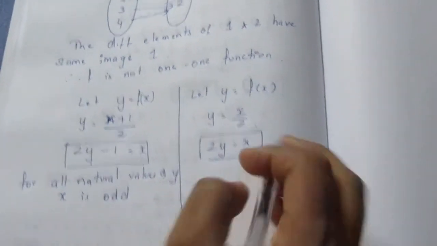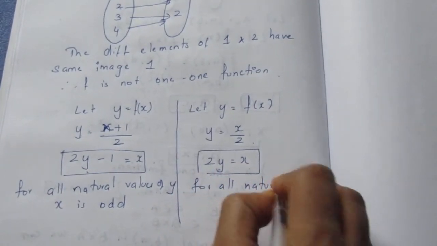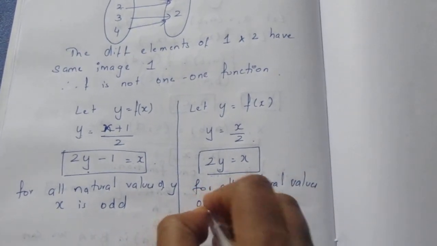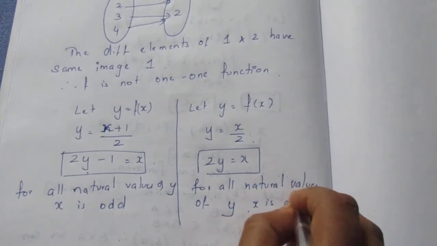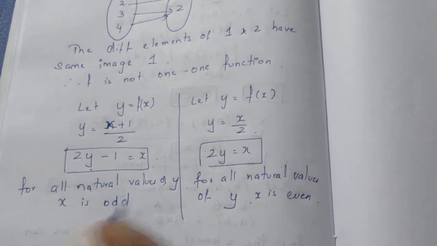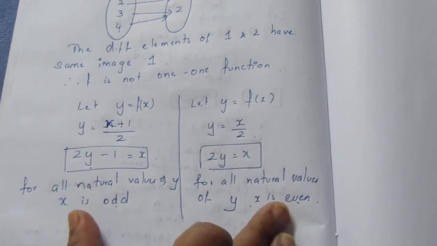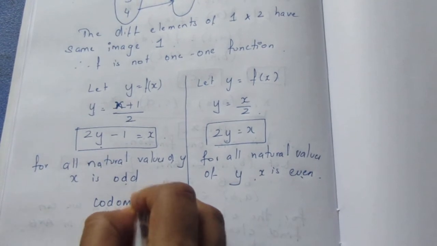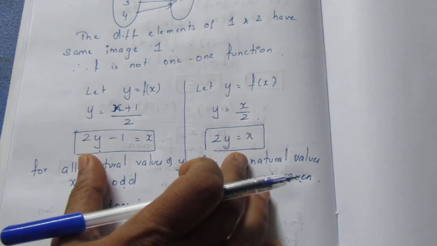Same way for all natural values of y, x will be even. So for the codomain we are getting all the odd numbers as well as the even numbers. So it includes both odd and even numbers, which means the codomain will have y, we can substitute any value. There are no restrictions. We can substitute any values of y.